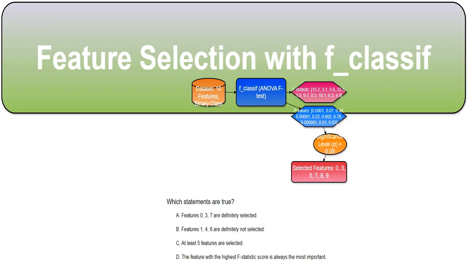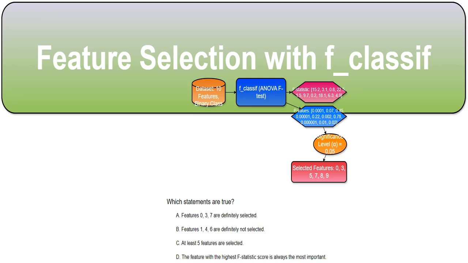We're working with a dataset that has 10 different features, and each data point belongs to one of two classes. Think of it like trying to sort apples and oranges based on their weight, color, and size. Each of those is a feature.